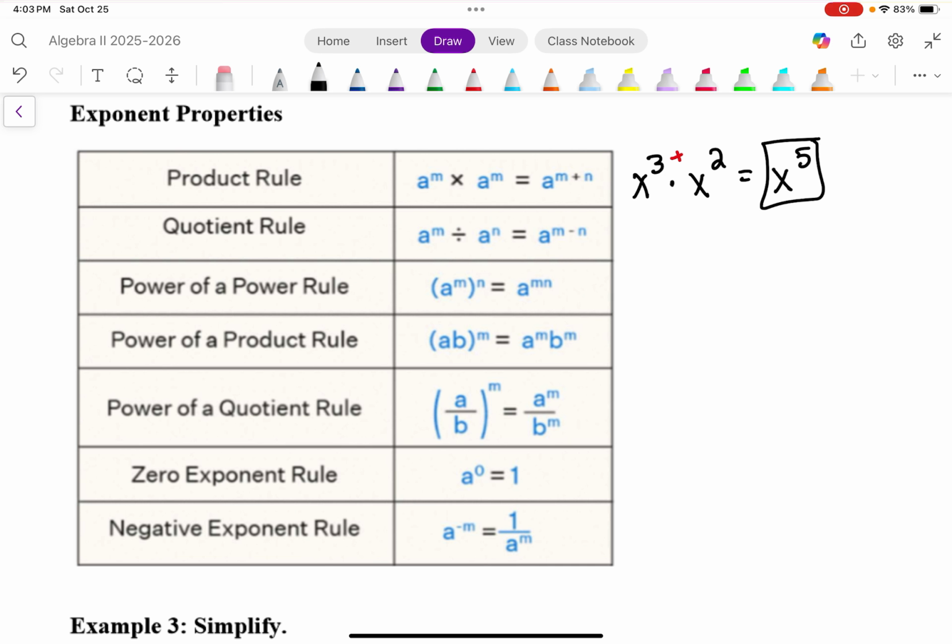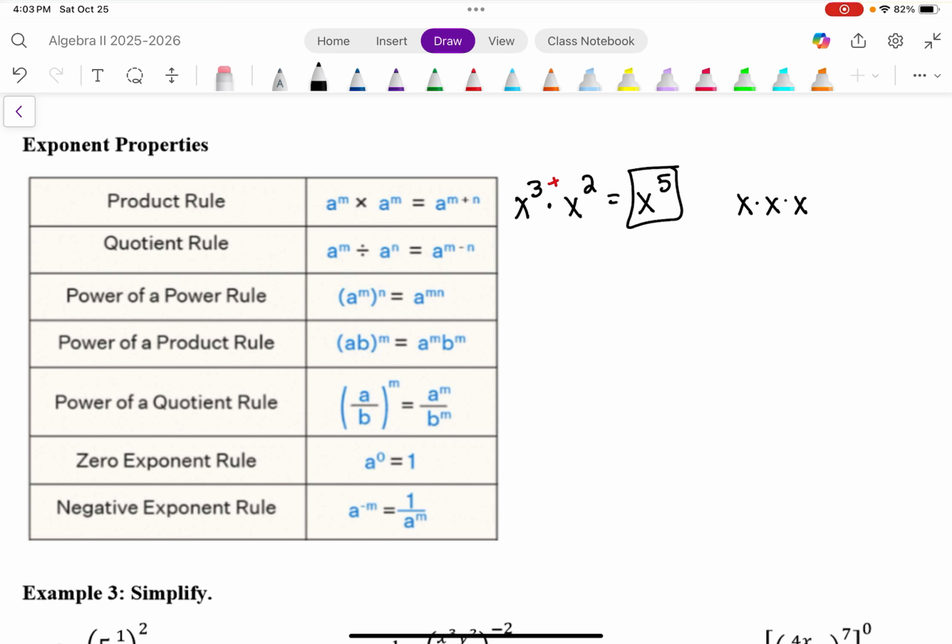And the reason that works is x times x is x cubed, and then we're multiplying it by x squared, which is just times x times x. So all together, we have 5 x's that are being multiplied. So we have x to the power 5.